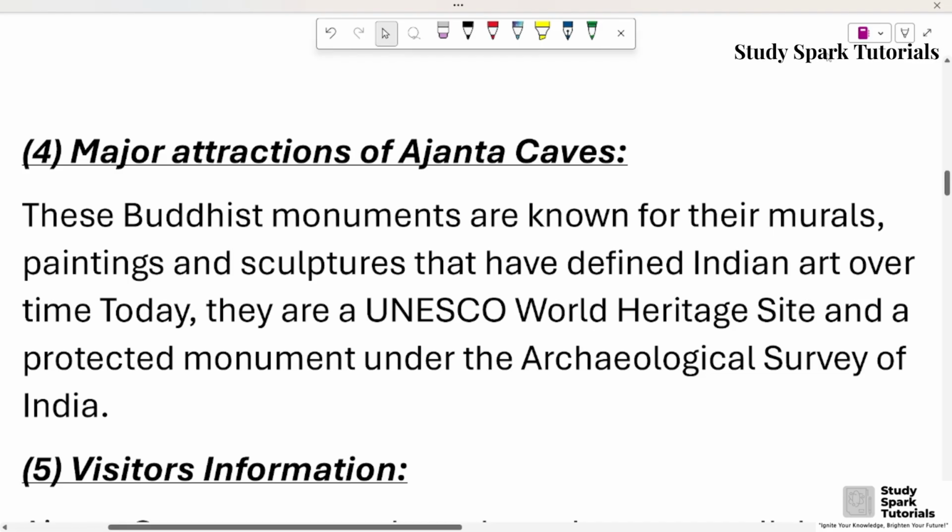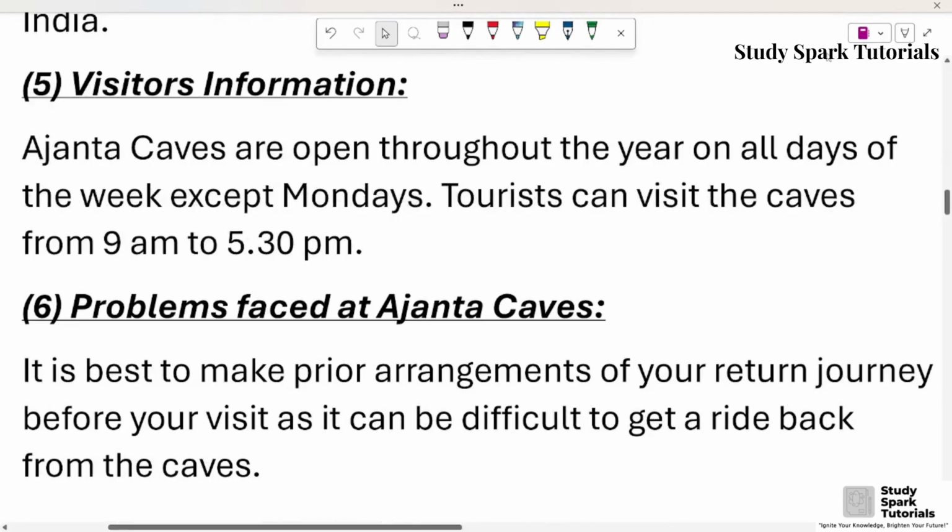Fourth, major attraction of Ajanta caves. These Buddhist monuments are known for their murals, paintings and sculptures that have defined Indian art over time. They are a UNESCO World Heritage Site and a protected monument under the Archaeological Survey of India. Fifth, visitors information. Ajanta caves are open throughout the year on all days of the week except Mondays. Tourists can visit the caves from 9 a.m. to 5:30 p.m.